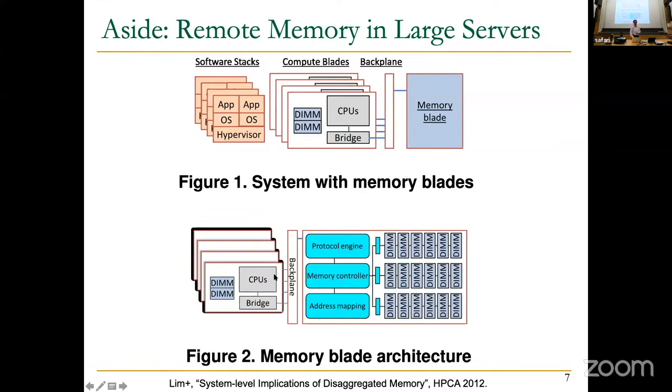Clearly, this is needed to support very high memory capacities. You could do this similarly to storage as well, but we'll not go into that. But you can see that there's local memory in the CPU, and then there's remote memory that the CPU can access in this memory blade. And there could be another memory blade that's far away.